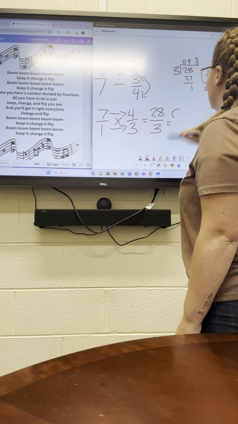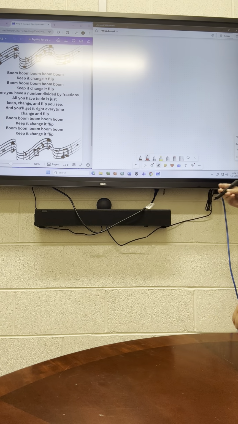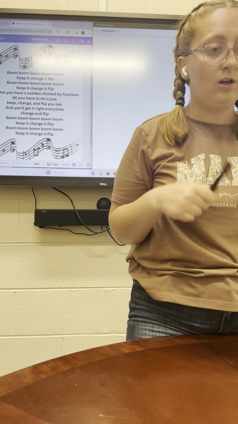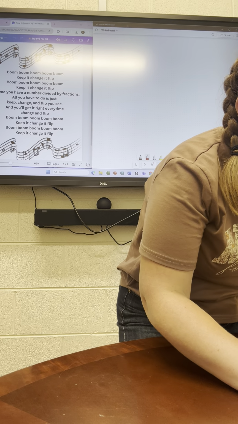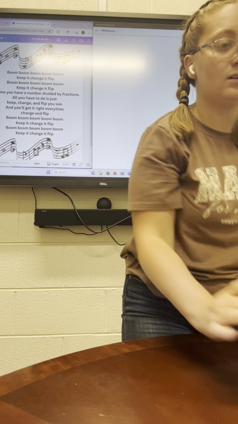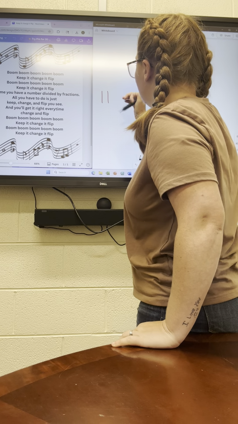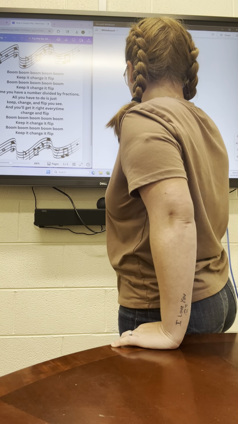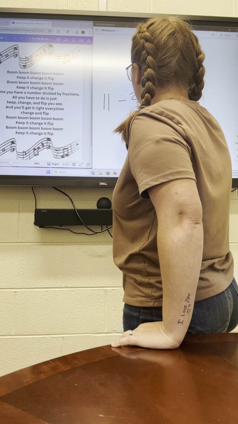Okay. Let's do one more together with our song, and then I'm going to give you a couple to practice. Ooh, I like this one. Okay. So I have 11 divided by 2/3.